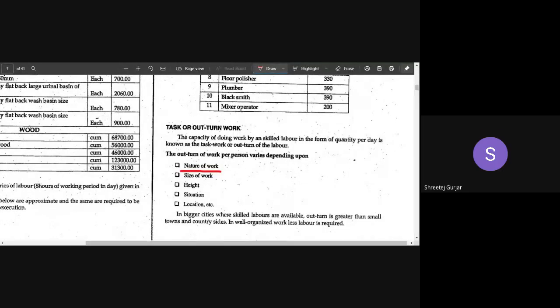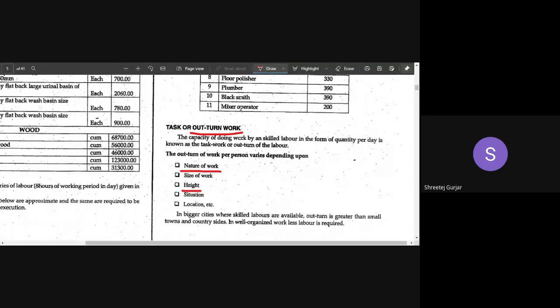So depending upon his mental state also, the outturn of a labor will vary. You have to make sure that your laborers are happy and strong, healthy and happy. Because that will result in more outturn of your work. Outturn of labor is very important. Next, height of work, meaning at which height they are working, whether at ground level or at a higher level, standing on a scaffolding.